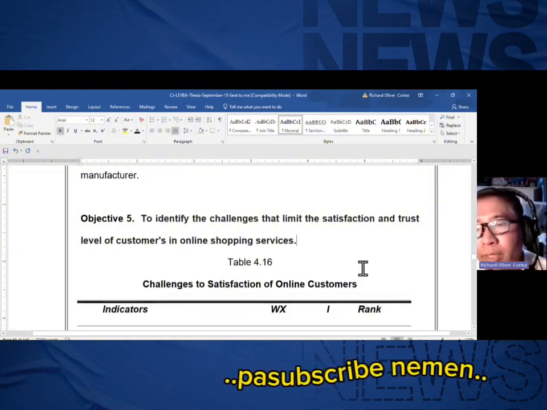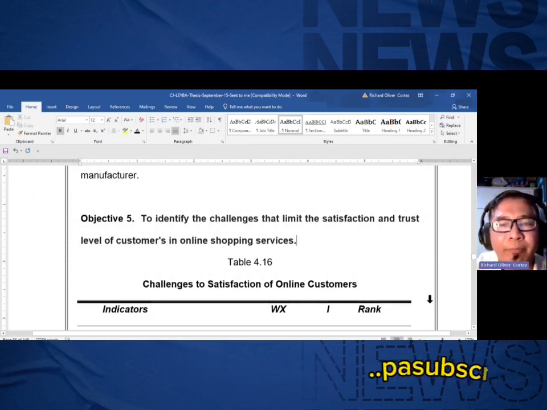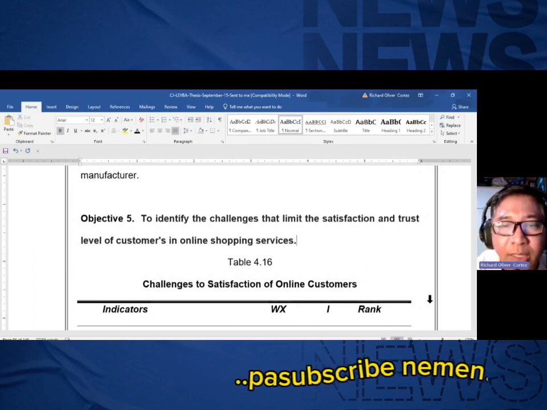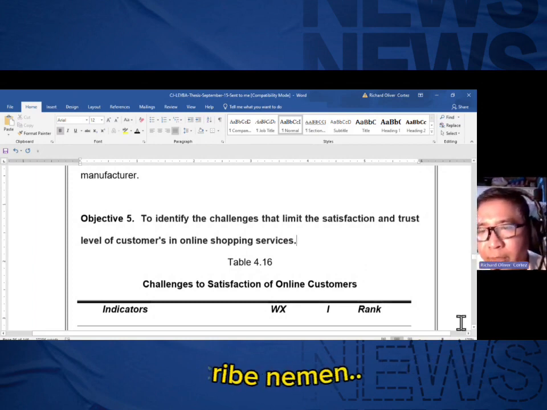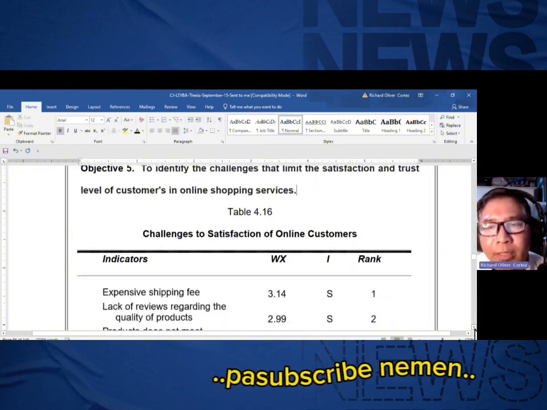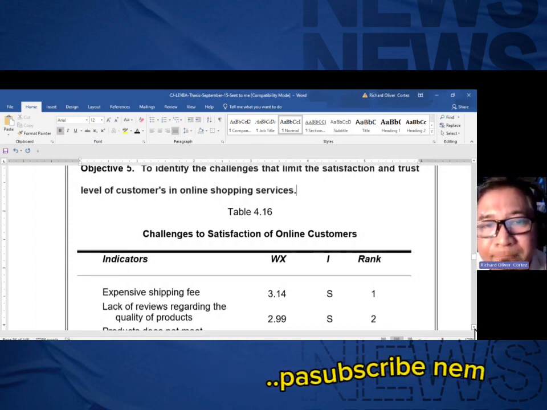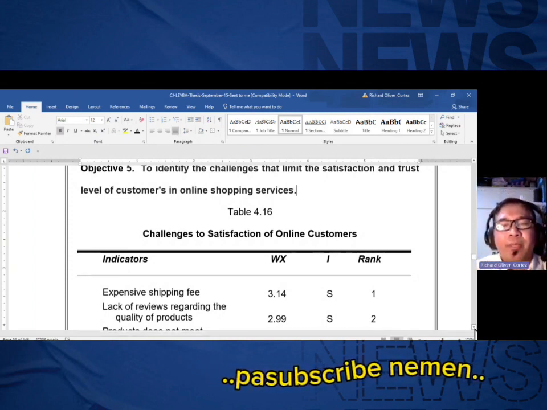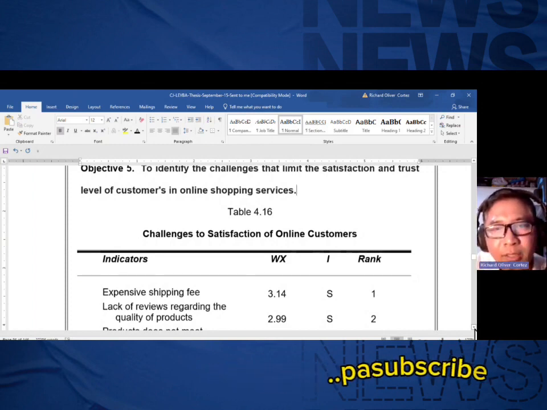So we cut this out. I cut the discussion kasi yung iba naman pare-pareho, no? From table 4.5 hanggang table 4.15. So para naman silang puro rating question. Then we go right away sa ating last table. This one is table 4.16. So it means we have 16 tables that you're going to discuss.